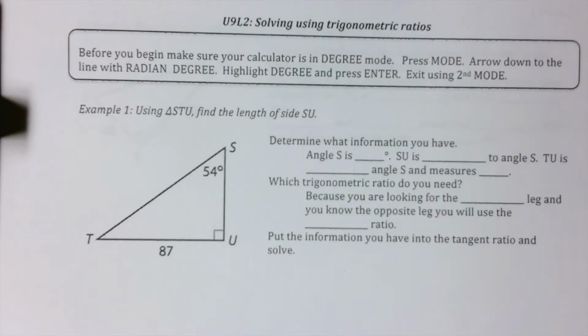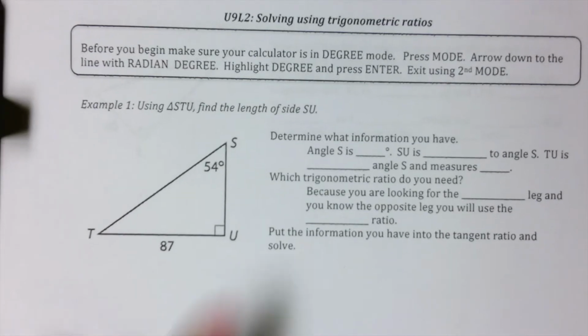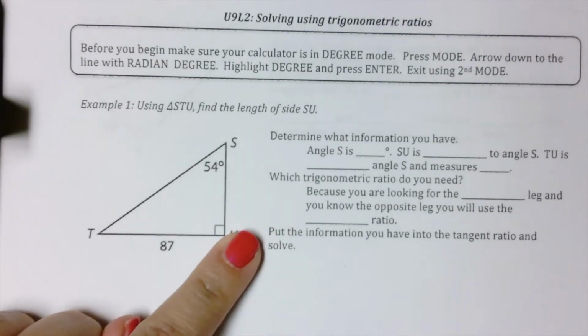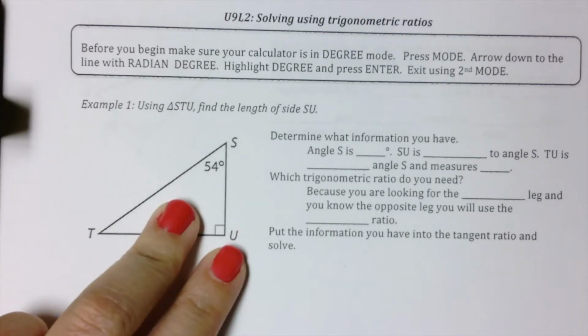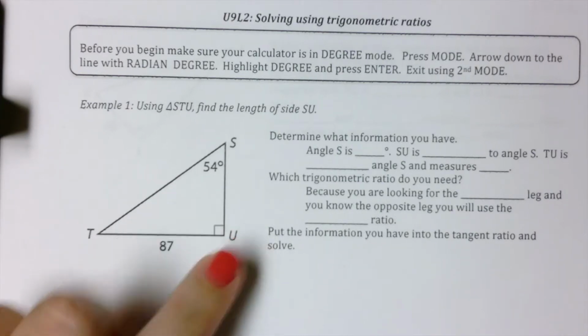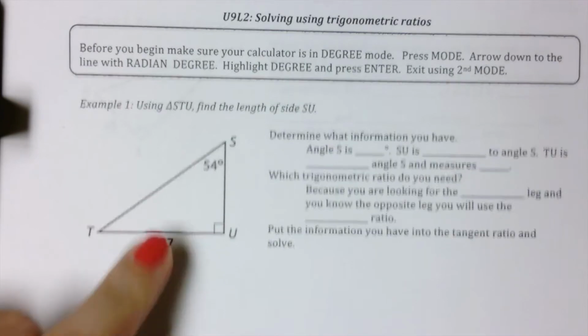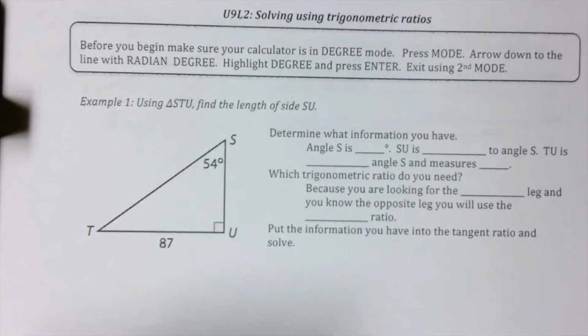So what we need to do when we're using trig ratios to solve is we need to do two things. We need to, A, decide which trig ratio we're going to use, and then we need to plug in the information that we have and actually solve the trig ratio, because there's something missing. There's a leg missing, there's a hypotenuse missing, there's an angle measure that's missing, and we want to find that missing piece of information. So the first thing we want to do is we want to determine which ratio we need to use.